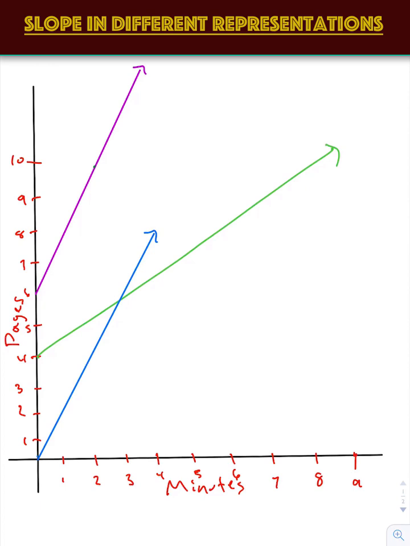Hey guys, it's Mr. Dugal, and today we're going to talk about how you can utilize lines on a graph to find slope and use that to find information helpful to us. So right now we have three different lines. We have line A, line B, and line C.